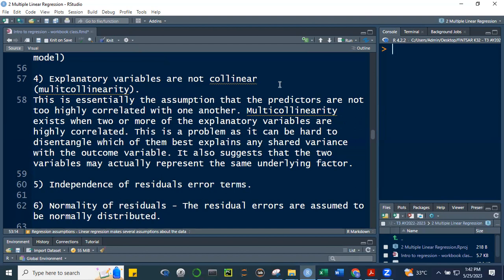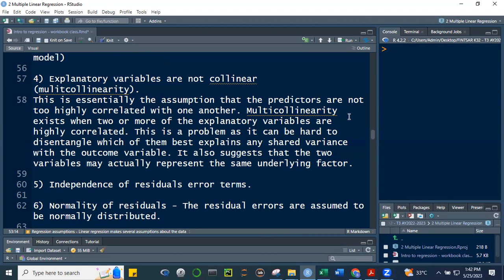Yan, sinasabi ko kanina. We want the dependent variable and the independent variable to be linearly correlated. But we don't want the independent variables to be related to each other. Ayaw natin yun. Kasi sabi natin, it would be hard to untangle, disentangle yung variation ni Y na ine-explain ni X1, at saka yung ine-explain ni X2. Okay? So the predictors should not be highly correlated.